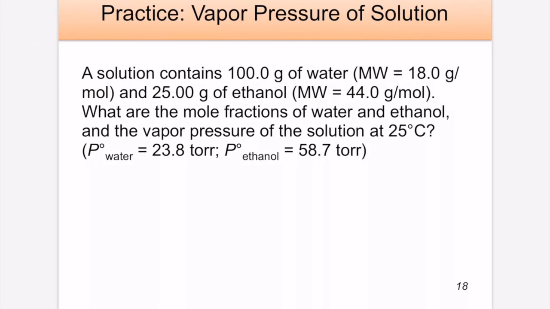Okay, so let's just go through an example of how you might do that calculation. So in this question, we're asked to find the vapor pressure of a solution of water and ethanol. And we're given the mass of water in the solution, the molar mass of water, the mass of ethanol in the solution, the molar mass of ethanol, and the vapor pressures of the pure components. So we're going to be using this information to try and determine what the vapor pressure would be of this particular mixture.